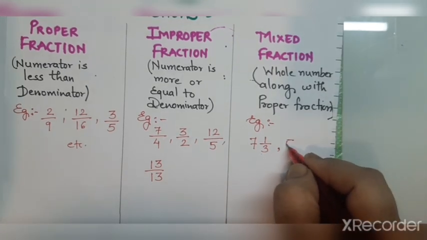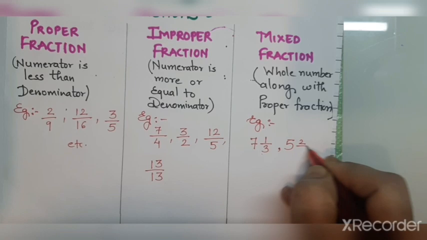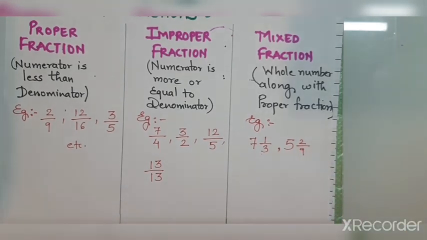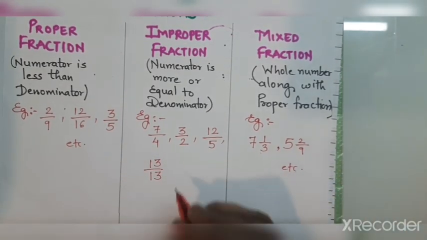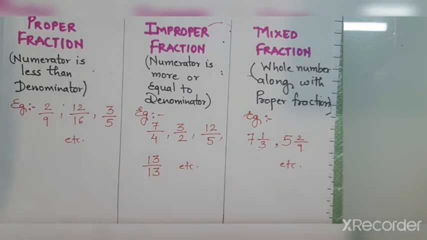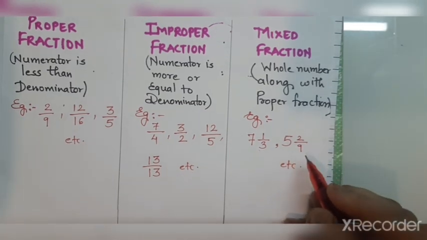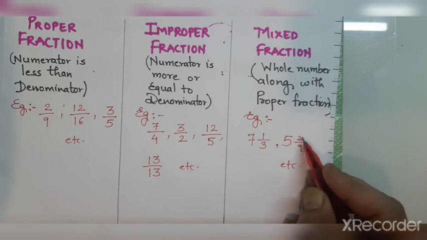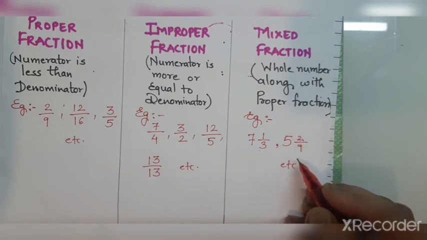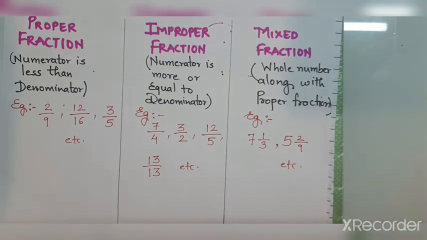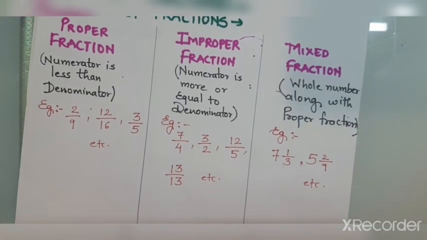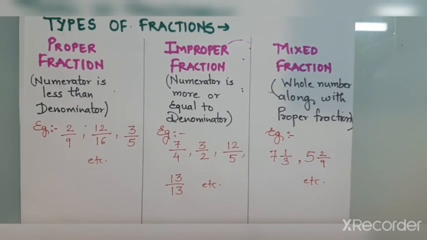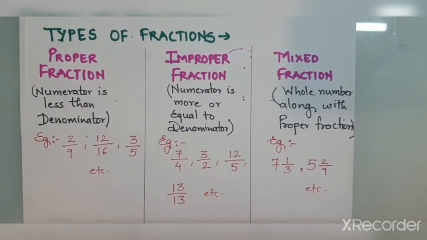There can be many examples, etc. So a whole number and a fraction where the numerator is small and the denominator is greater. Just go through this before we proceed.